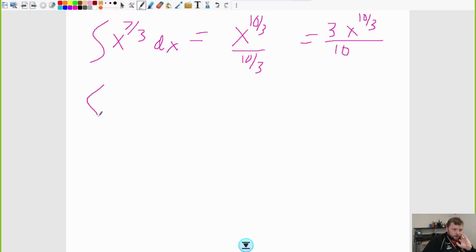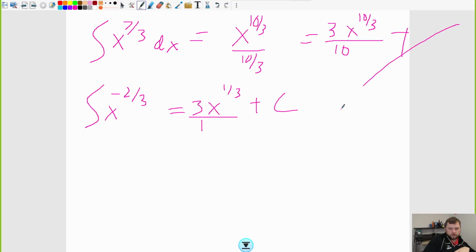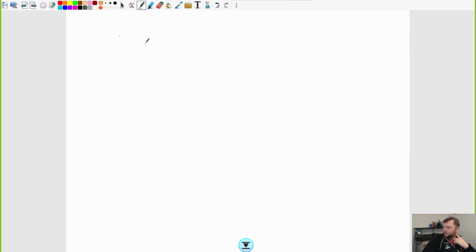All right. What if you had negative exponents? x to the negative 2/3 power. All right. Well, add 1 to the exponent. I'll get x to the positive 1/3 power. And divide by the new exponent, or multiply by 3 over 1, or just 3, whatever. And of course, plus c. What else could you have? What if I did a square root? Oh, a few other things. What if I had a negative exponent? x to the negative 2.